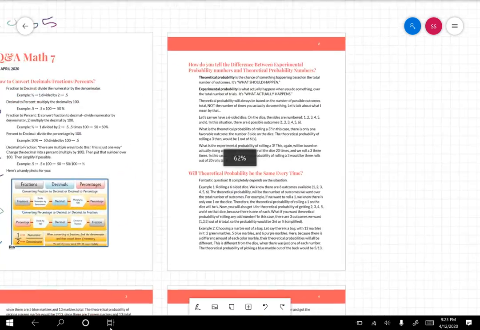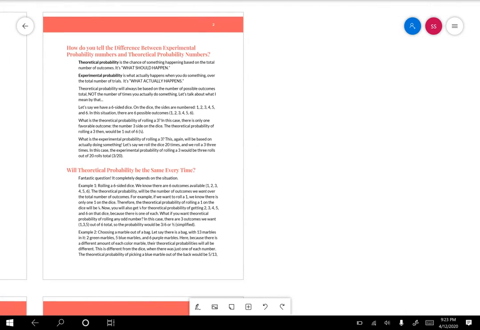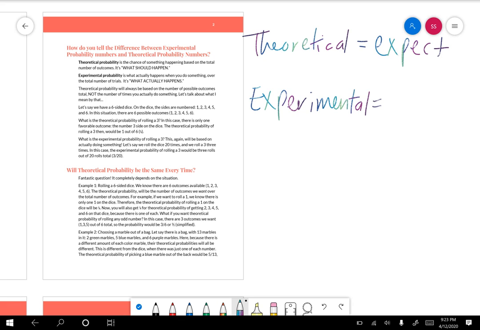Okay, next question. How do you tell the difference between experimental probability numbers and theoretical probability numbers? Great question. Key thing here is that theoretical probability is what we expect to happen, or what we think should happen. So we haven't actually done anything yet, right? It's just based on thought. Experimental probability, though, is when we're actually doing something. So what actually happens?